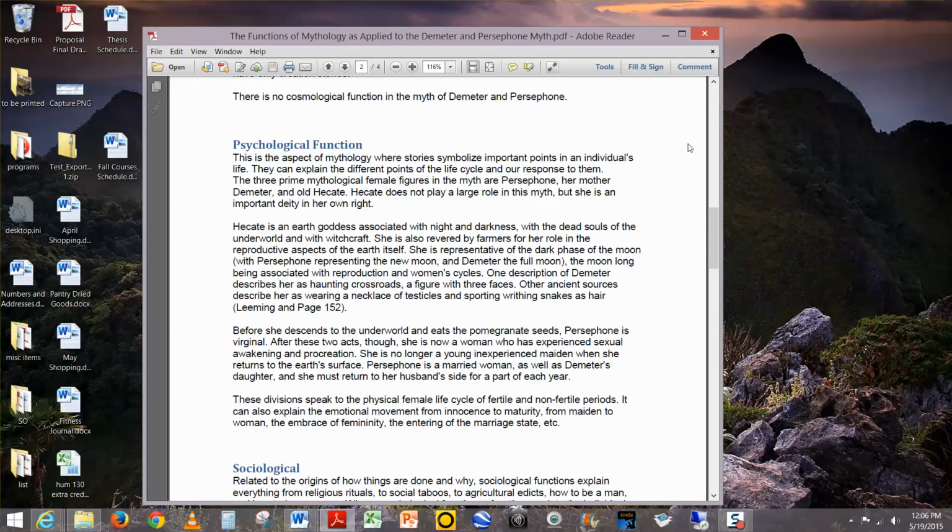We can look at stories for their psychological function. What kind of messages do they provide for the culture in which they are believed, in terms of how one matures as an individual? So psychological functions can look at things like the id, ego, and superego. It can look at the different stages of an individual's life. So psychological functions have to do with the individual. We'll look at sociological functions in a moment, and that has to do with the group, the culture as a whole, society. Psychological just has to do with the individual.